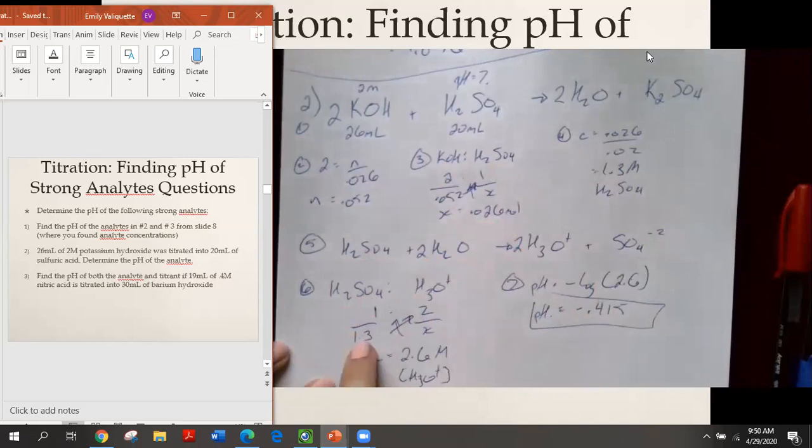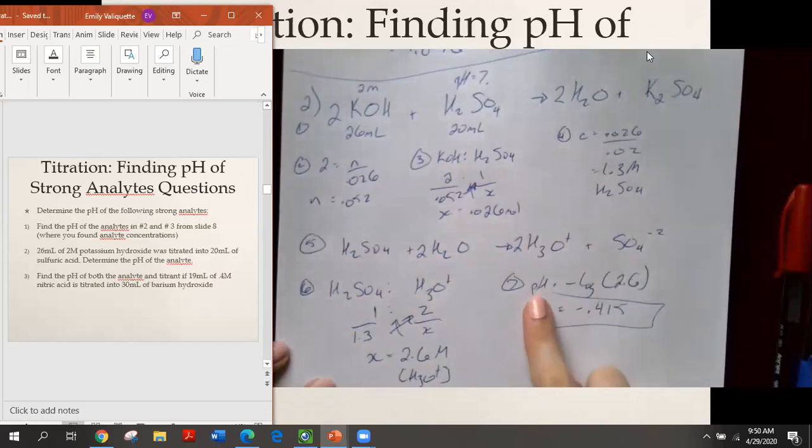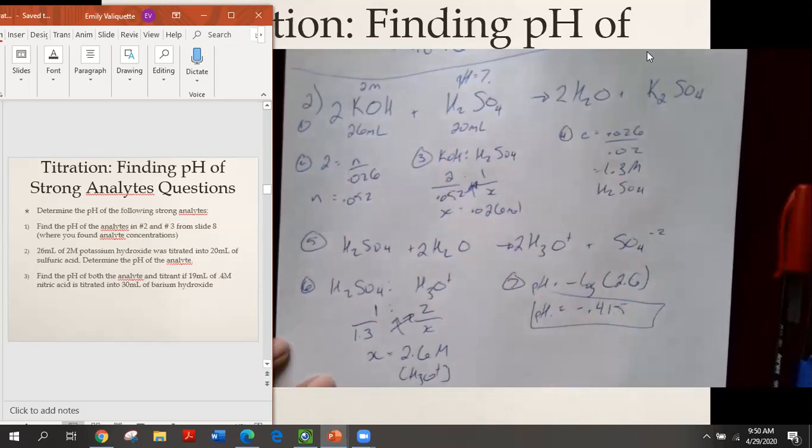Plug in the concentration of your acid, cross multiply, and you get 2.6 molar as your concentration of hydronium ions. Because it is hydronium ions, you can plug it right into the pH formula. When we take the negative log of 2.6, you get negative 0.415 as your pH.